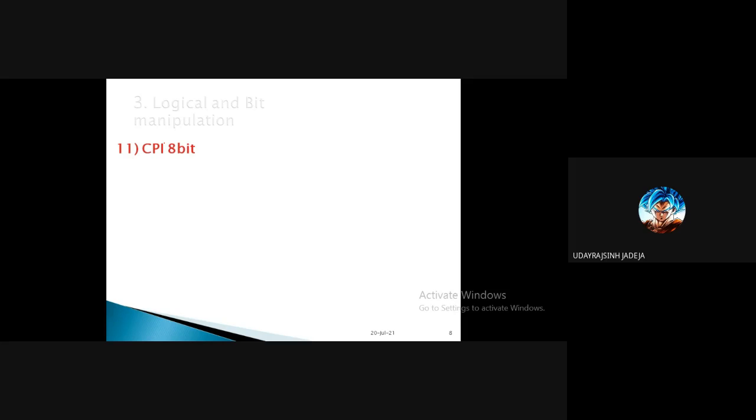Yes, ma'am. Correct. So CPI 8-bit data you can mention, and suppose if your accumulator and the data that you are mentioning both are same, what do you think? Which flag will be set or reset? If the data you are mentioning here is equivalent to the content of accumulator, you will find your result in terms of which condition?